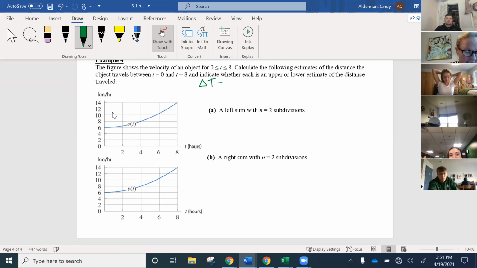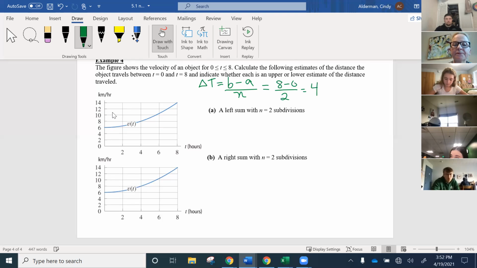And how you calculate change in time is you're going to take your upper, subtract your lower, right? So the upper here would be 8 and your lower would be 0. And you're going to divide it by the number of intervals. So for this example, the whole example, both sides, we're going to say 8 minus 0 divided by 2 is equal to 4. So change in time is every 4 hours.